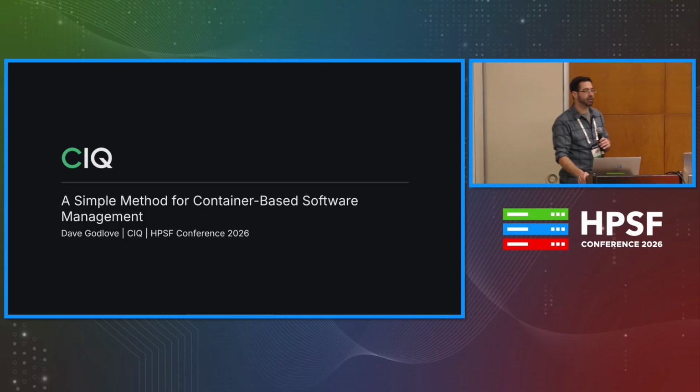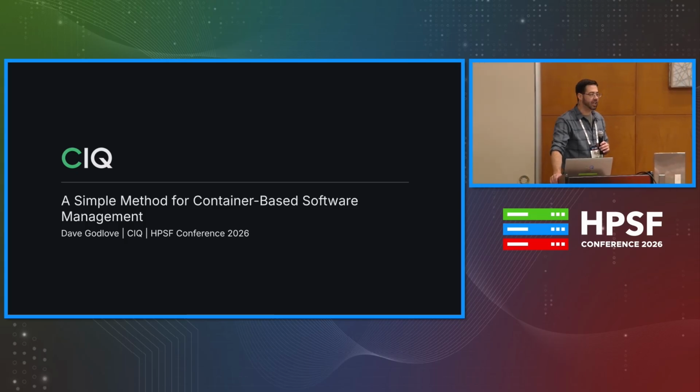My name's Dave Godlove. I work at CIQ, and I came there from the National Institutes of Health, the NIH, a while back. CIQ, if you're not familiar, we're the company that provides support for Rocky Linux. We also provide support for Warewolf and Apptainer, and we develop a cluster management tool called Fuzzball, which is also a container orchestration tool. So we do a lot of different things. But today I'm going to be primarily focused on talking about Apptainer.